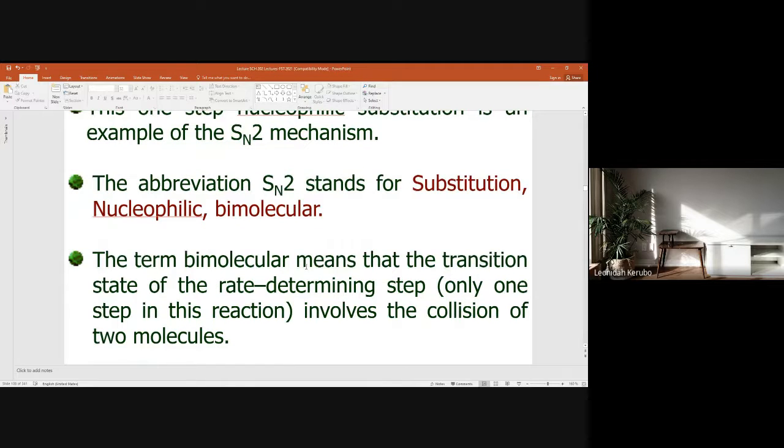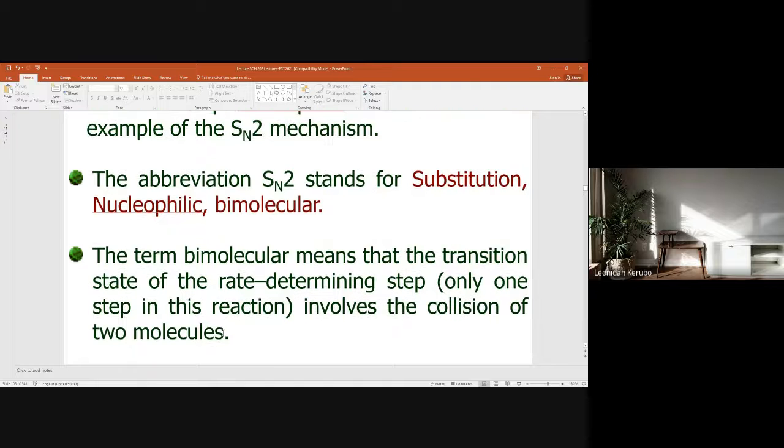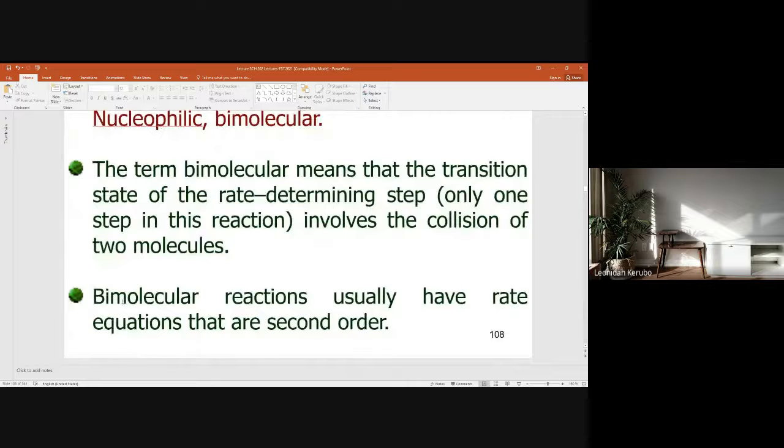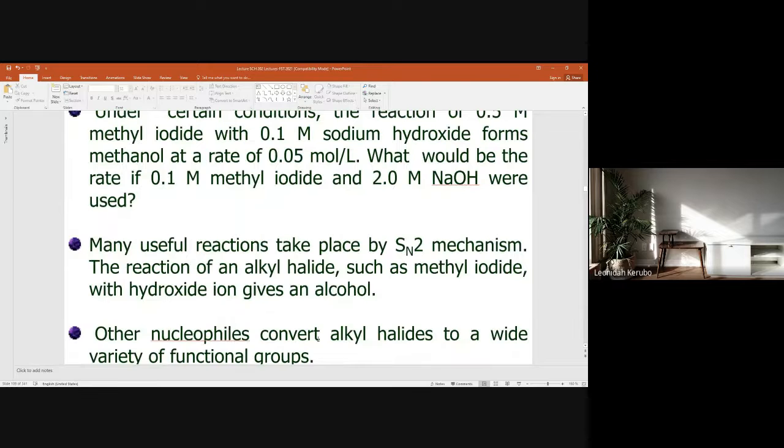The term bimolecular means that two species are involved in the transition state of the rate determining step, and there is only one step in this reaction. Remember this particular mechanism is a one-step reaction. It doesn't have two steps. And the rate of the reaction is determined by the concentration, or the collision, of the two molecules. Bimolecular reactions usually have rate equations that are second order.